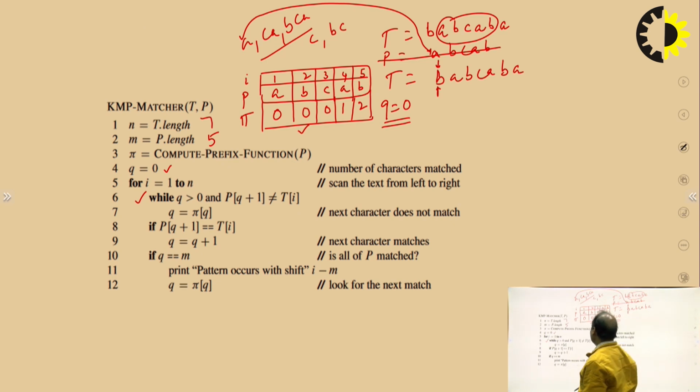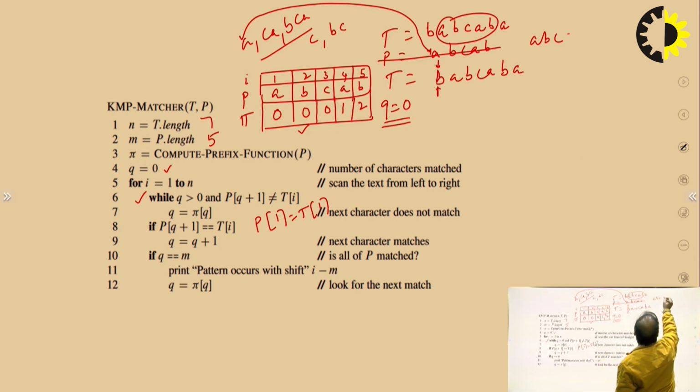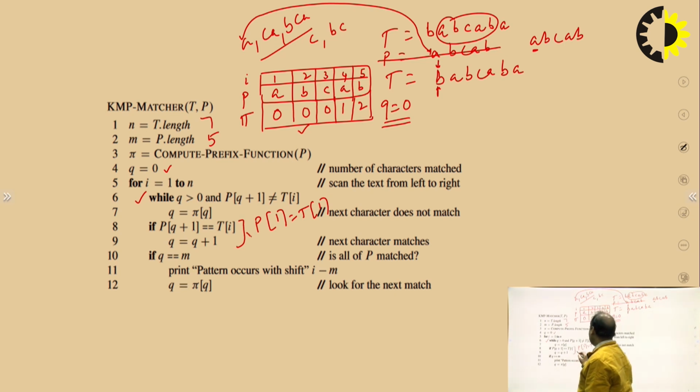Now, P[Q+1], meaning P1, is compared with T1. P1 is A and T1 is B, so it is not correct. This is also not going to be correct, and Q equal to M is not correct either. So i will be automatically incremented to 2.